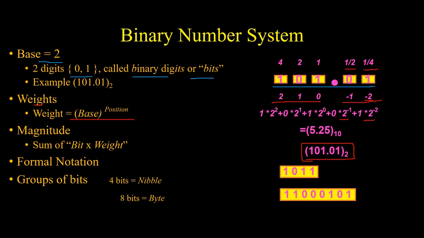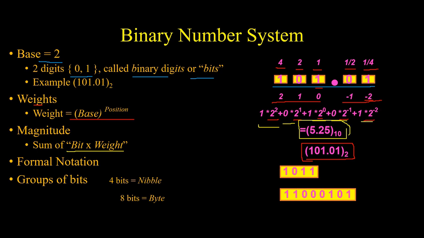Now for the bits to the left of decimal, the first bit is 1, so its weight will be 2 power 0 or 1. Next bit is 0, its weight will be 2 power 1 or 2, and the next bit is 1, whose position is 2 and its weight will be 2 power 2 or 4. Now to find the magnitude, we will use the relation sum of bits into weight. We will multiply each bit with its weight and then sum the results, and we will have a number in decimal form. In this case we have 5.25 to the base 10.